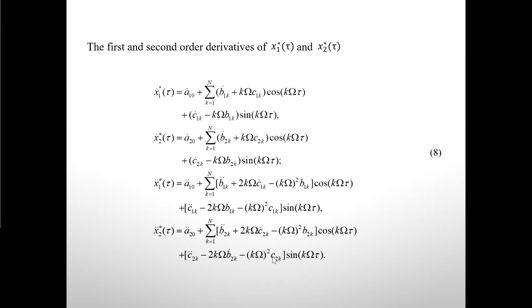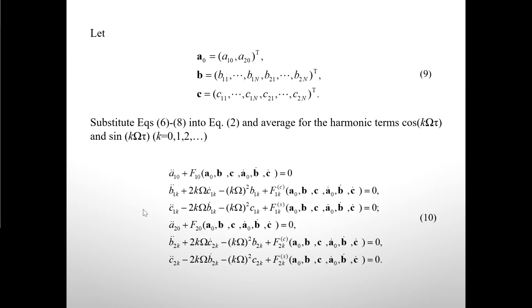Then we can take the first and second order derivatives of x1 star of tau and x2 star of tau to obtain the velocity and the acceleration. Now let's define vector a naught, which includes a1 naught and a2 naught; vector b equals b11, b12 until b1n, b21, b22 until b2n; and vector c equals c11, c12 until c1n, c21, c22 until c2n.